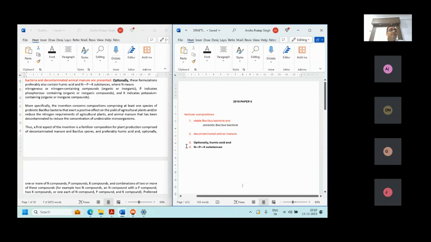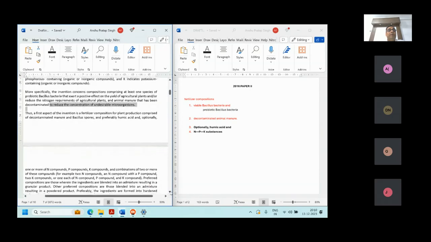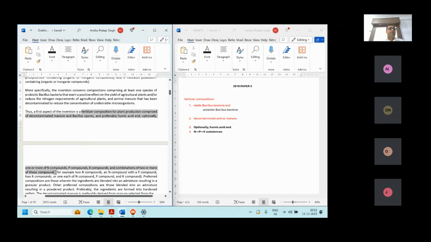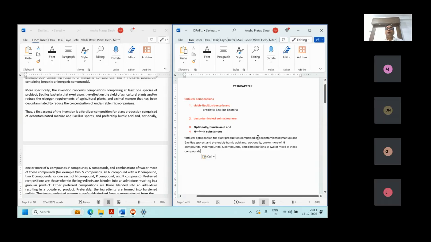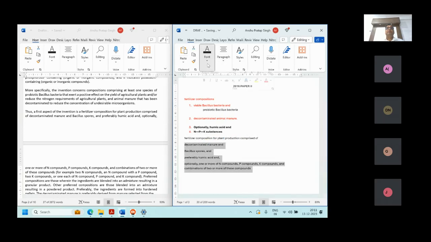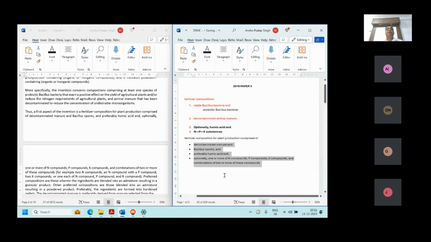Let's go for second. Then he says, that's the first aspect of the invention, a fertilizer composition. See, now the moment I'm talking of comprised, what I'm using is a transitional word, no? We were saying comprising, consisting of. Now, whatever he's talking about is actually he's defining his claim here, and this is how you write a claim in running format. This is what you had already identified, and this is what is written. Fertilizer composition for plant production comprised of decontaminated manure, bacillus spores, and preferably humic acid, and optionally one or more. Right? All the elements which you identified, he has written here.